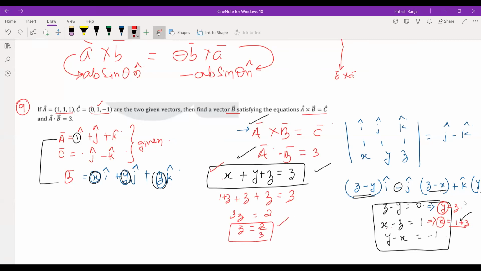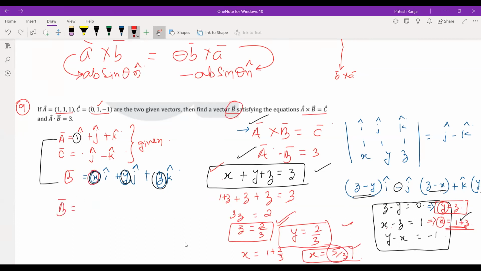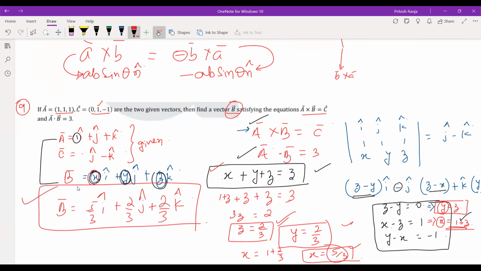So once you get z, you will get x and y also. What did we get for y? Equal to z, so 2 by 3. And what will you get for x? x is 1 plus z, that means 1 plus 2 by 3. This gives x as 5 by 3. So you have got x, y and z, and our vector b will be x i cap, that means 5 by 3 i cap, plus y j cap, that means 2 by 3 j cap, and then plus z k cap, that means 2 by 3 k cap. Is this clear to all?